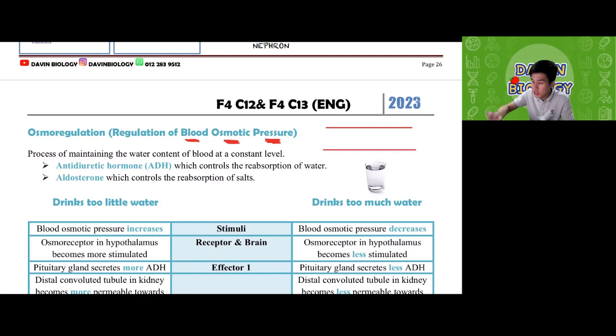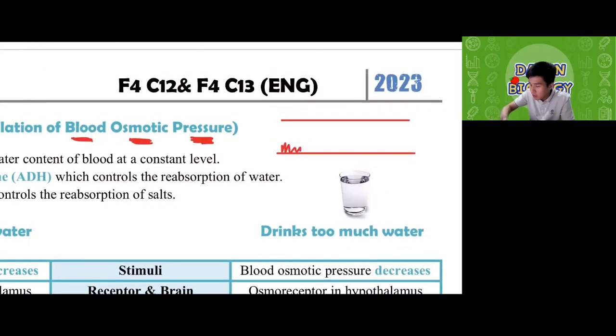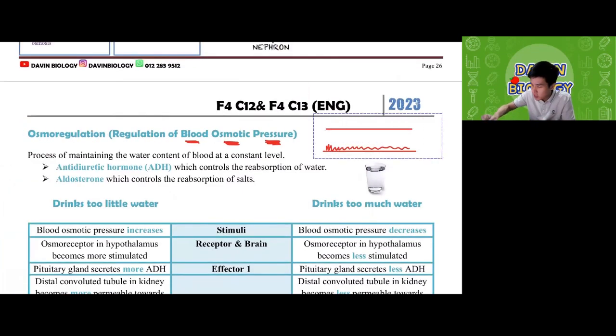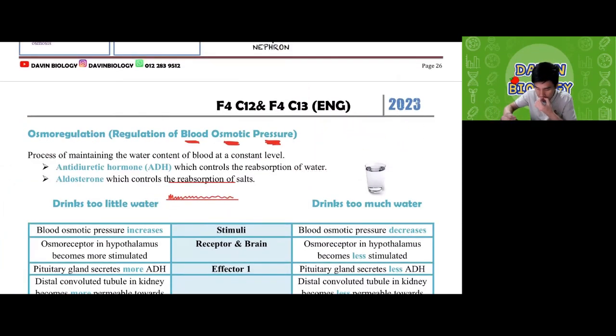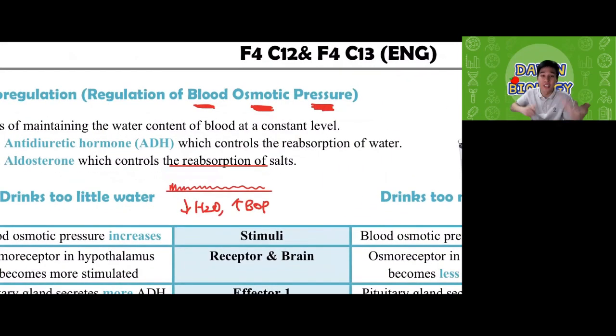If inside got very little water, the blood osmotic pressure will be high. Let's say in this scenario, I drink 2 liters of water. So the lesser the water, the higher your blood osmotic pressure. It's a bit like physics: volume and pressure. Lesser volume, higher pressure. So similar. The less water, the higher the blood osmotic pressure. Meaning to say, when your heart pumps very fast, your blood pressure is very high. But if your blood does not have enough water, the pressure will be even higher.